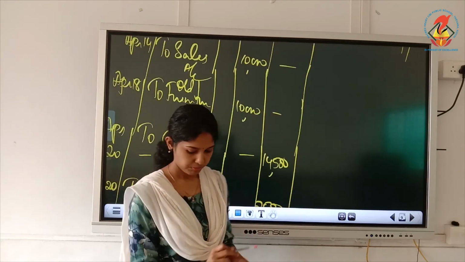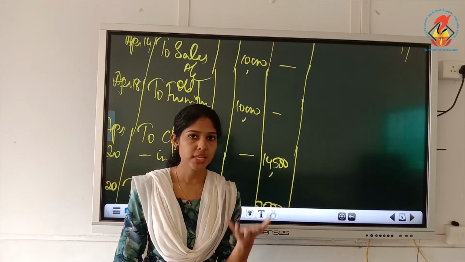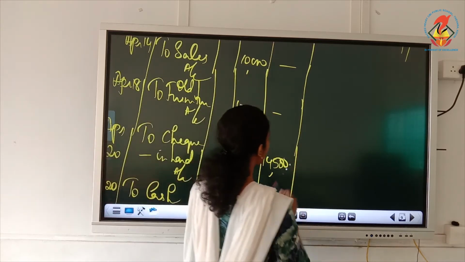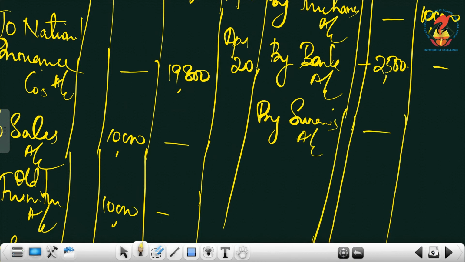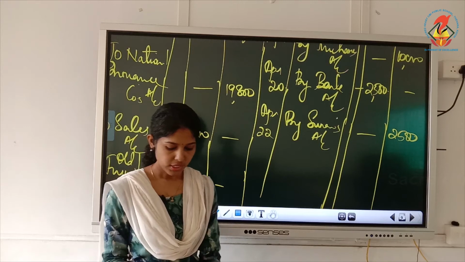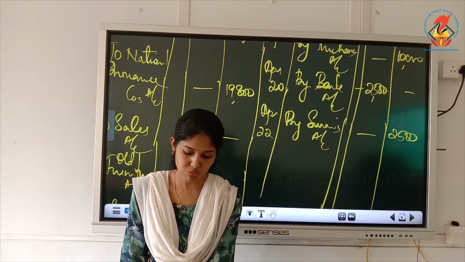The next one, paid to Suman by check. Suman's account debited to bank account. Again on the credit side posting must be done. So by Suman's account, since it is check, you have to credit bank 500 again. This is on April 22nd. The next one, Suman's check returned on technical ground and paid cash for equal amount.